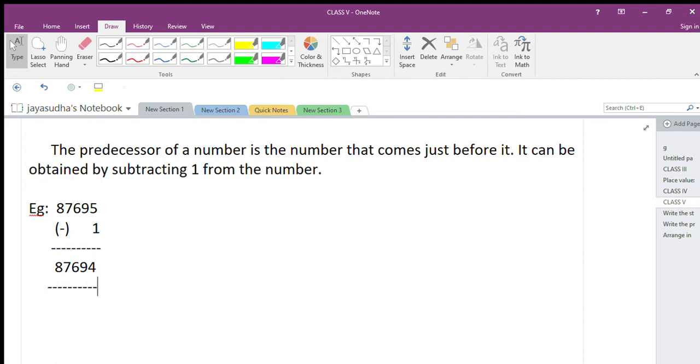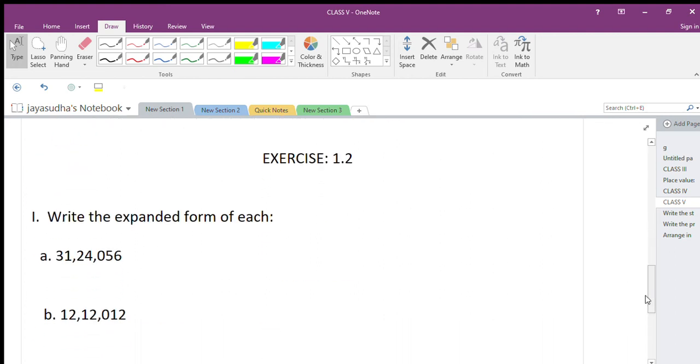The after number means successor. The before number means predecessor. How do you get the after number? By adding 1. How do you get the before number? You subtract 1. That is the difference between the predecessor and the successor.